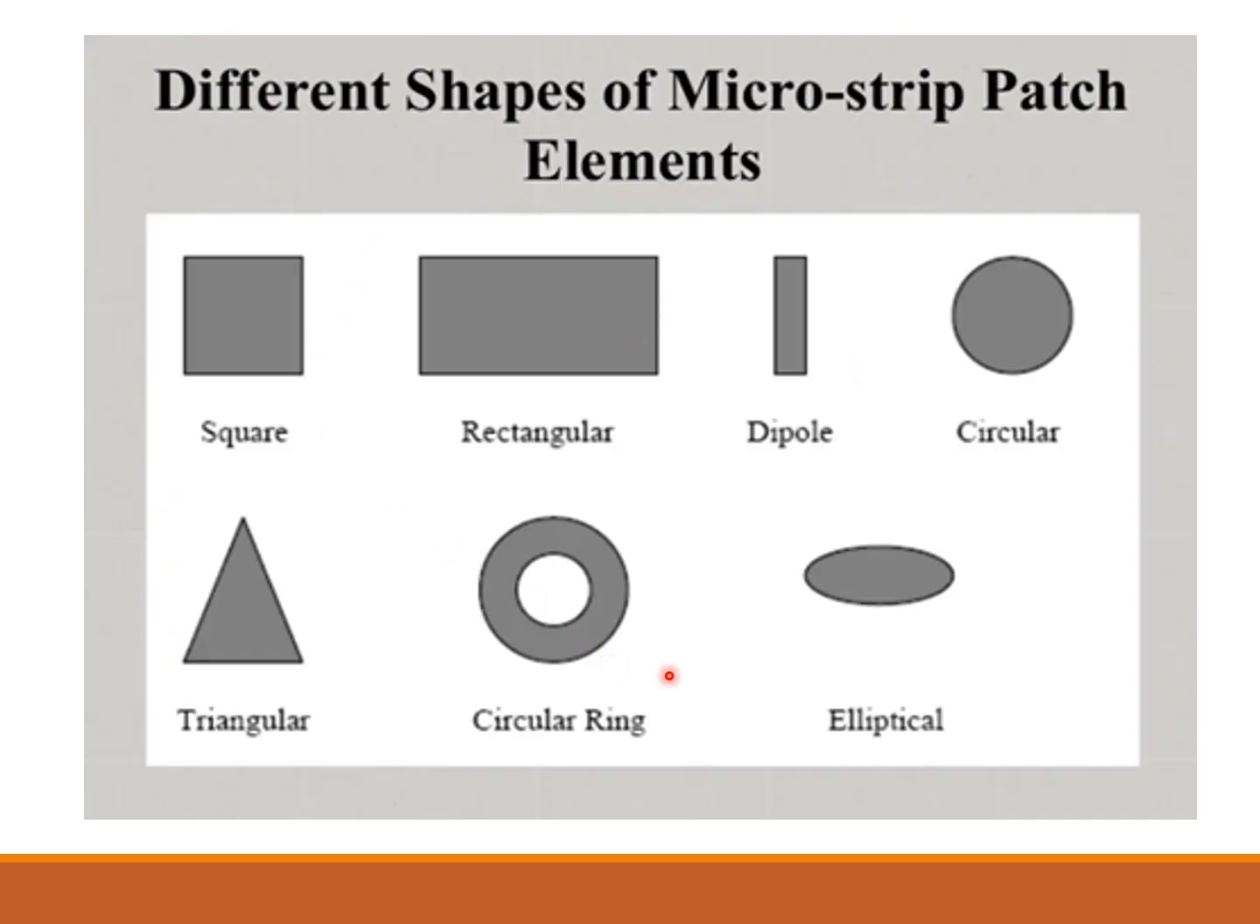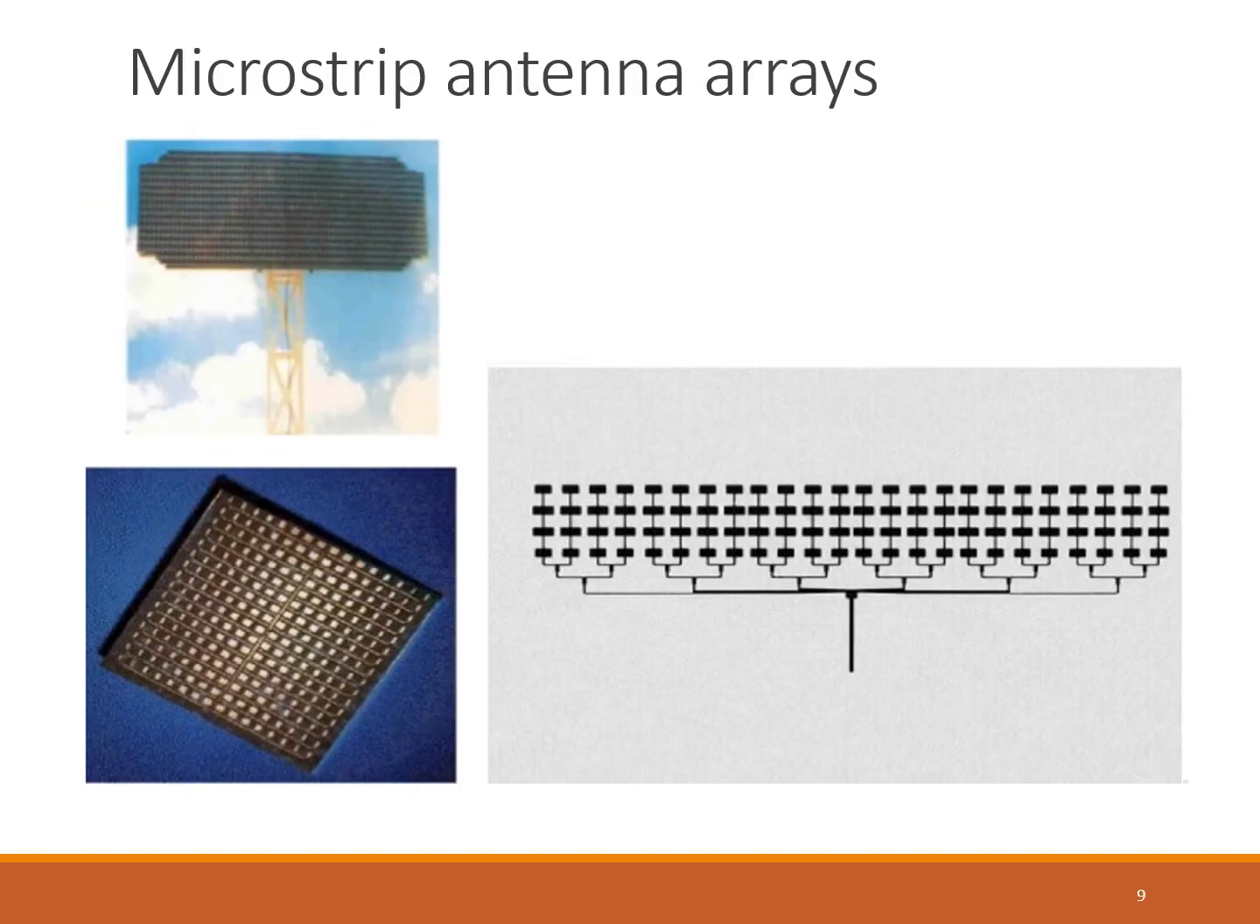Now these are the various shapes of a microstrip patch antenna. The patch can be a square patch, a rectangular patch, a circular patch, a triangular patch, a circular ring, or an elliptical patch. So the patches can be of any shape. Now this diagram shows the microstrip antenna arrays. When you look at the diagram, you have a number of patches placed in the form of an array, and the main objective is that you will get increased directivity.